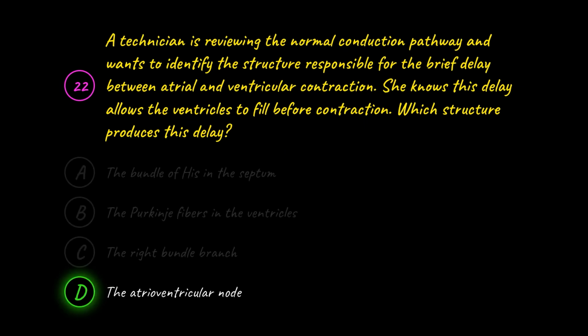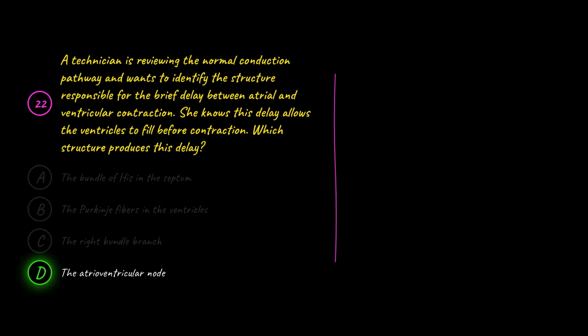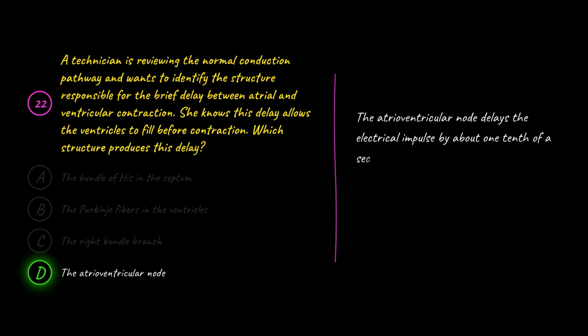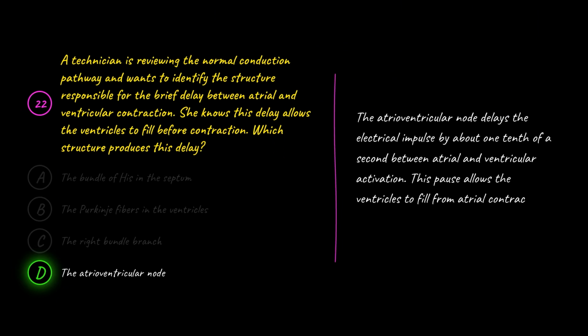The correct answer is D. The atrioventricular node. D is correct because the atrioventricular node delays the electrical impulse by about 1/10 of a second between atrial and ventricular activation. This pause allows the ventricles to fill from atrial contraction before the ventricles themselves contract.